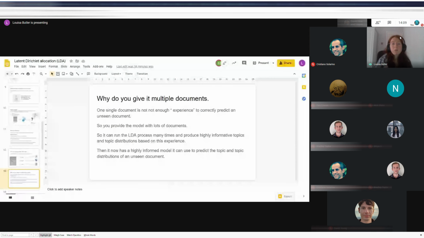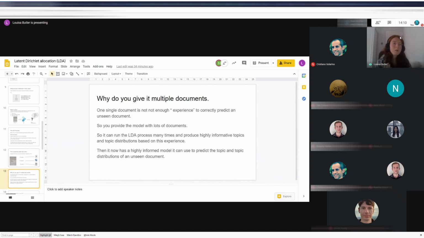So why do you give it multiple documents? I talked about how that example was with one document. Why do you have to give it a bunch of documents? Essentially, one document is not enough experience, if you will, to create a model which, if you feed an unseen document into it, will be able to correctly predict the topics and topic distributions. So you give it a bunch of documents, and it does this process over and over again to create a really well-informed model, which it will then be able to use.